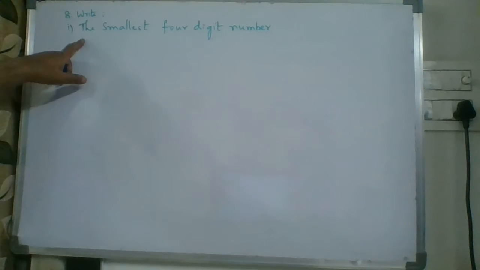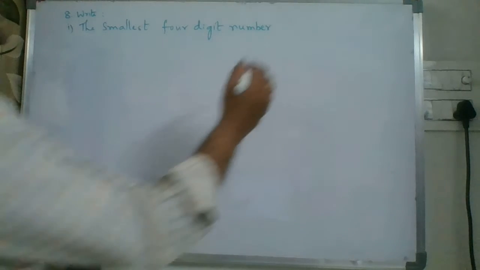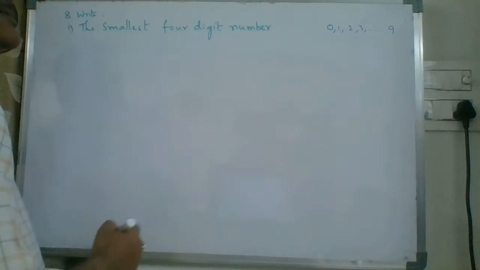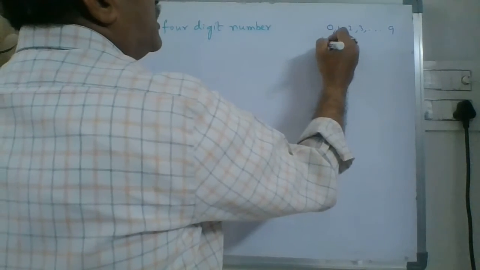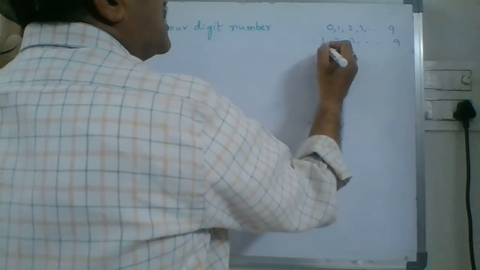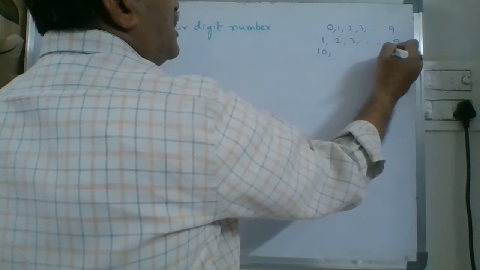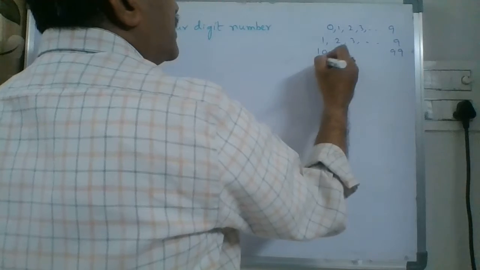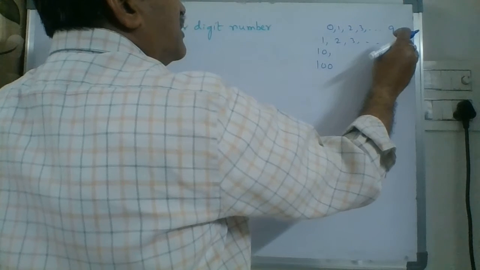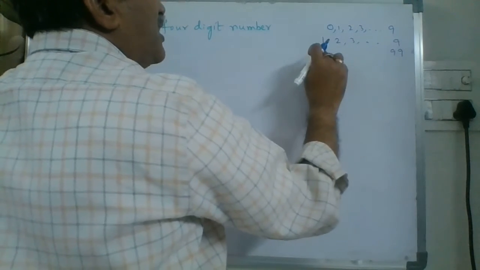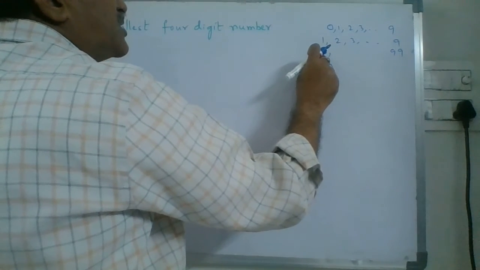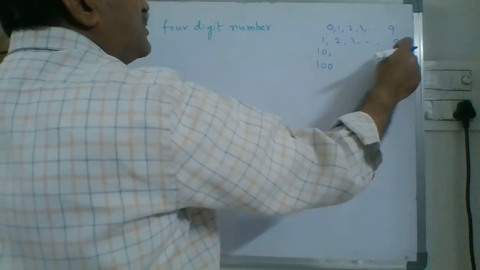Now the question is, write the smallest 4-digit number. You know, the digits are 0 1 2 3 4 5 6 7 8 9, and the numbers we write start from 1 2 3 4 5 6 7 8 9, and the next number after 9 is 10, and 10, 11, 12 till 99. After 99 we'll get 100. See, what we are observing is, when we add 1 to the greatest single digit number, we get the smallest 2-digit number. And the greatest two-digit number is 99.